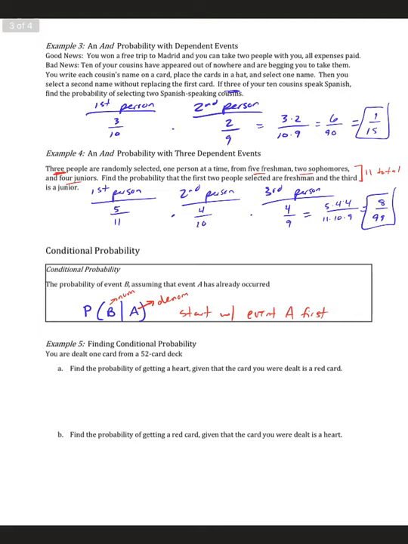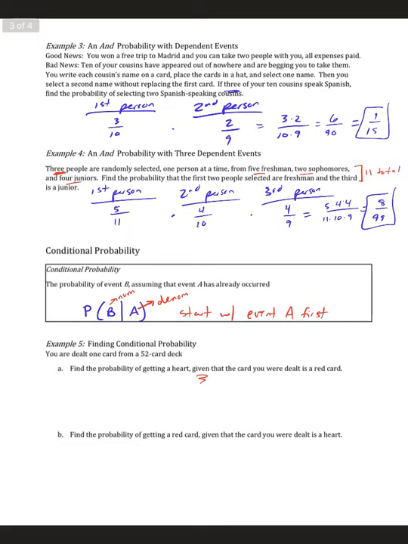So how we're using this in a problem, let's look at example 5. You are dealt one card from a 52 card deck. We want to find the probability of getting a heart given that the card you were dealt is a red card.